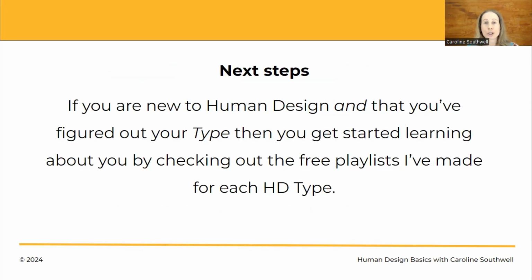So assuming that you're new to human design or new-ish, and that you've figured out your type or the type of the person whose chart you are looking up, and you want to get started learning more about you, then check out the free playlists I've made for each human design type. This will also be useful if you have been looking up the charts of other people and maybe you know your type well, but you don't know these other people's type very well at all.